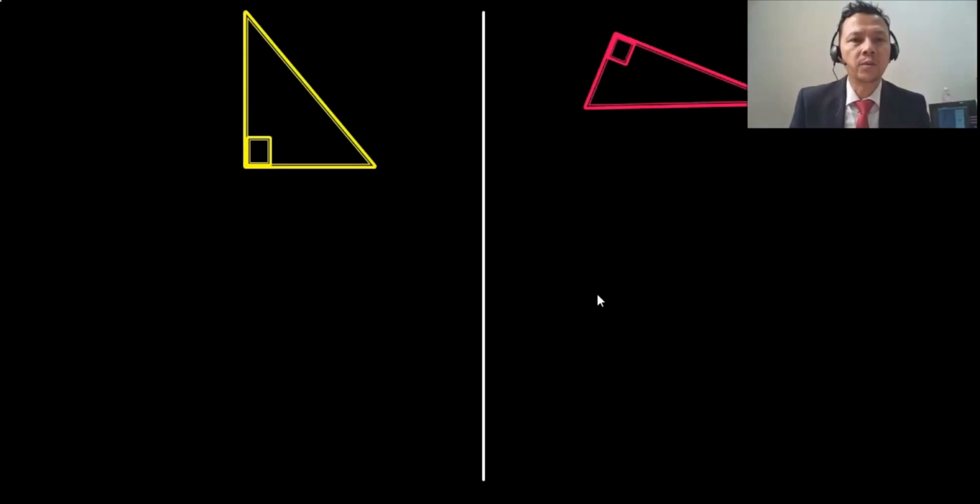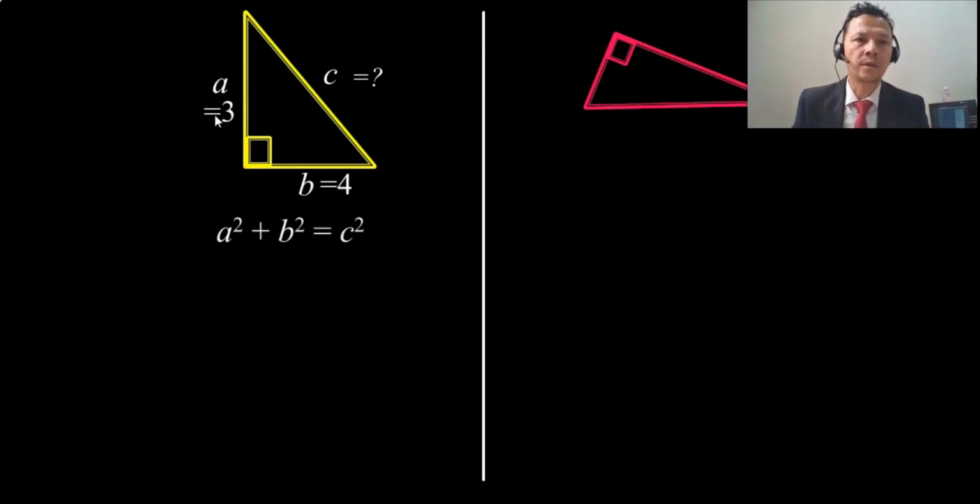Here we have two right-angled triangles. Now, let's say this side is A, this side is B, and this side is C. And say, for example, A is equal to 3, B is equal to 4, and C is what we need to find. Let us use the Pythagoras theorem. That is A squared plus B squared is equal to C squared.